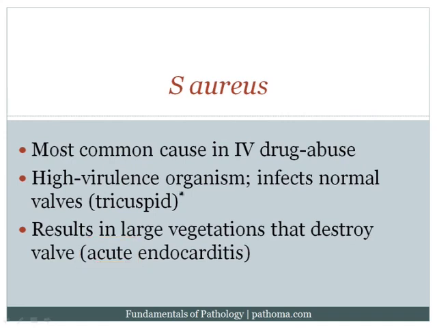Now, important to know that the classic valve that's going to be involved by Staph aureus is the tricuspid. Again, the idea is that the IV drug abuser has contaminated skin and then shoots up through the contaminated skin. When they do so, the Staph aureus gets into the vein, gets drained into the right heart eventually, and then hits the tricuspid valve and will damage the tricuspid valve.